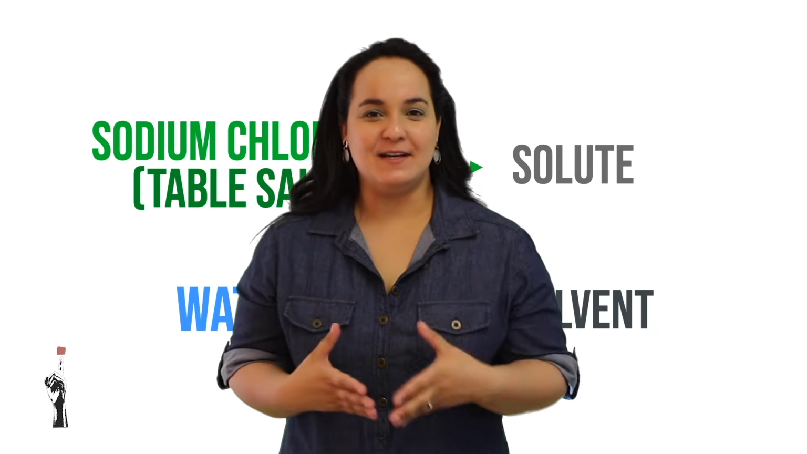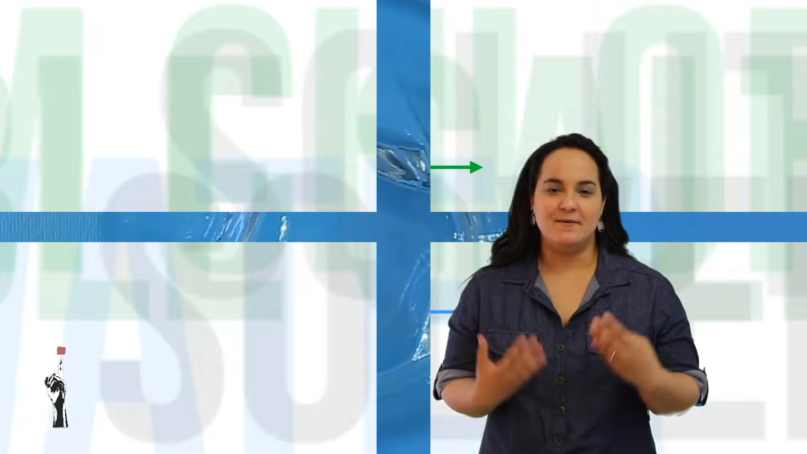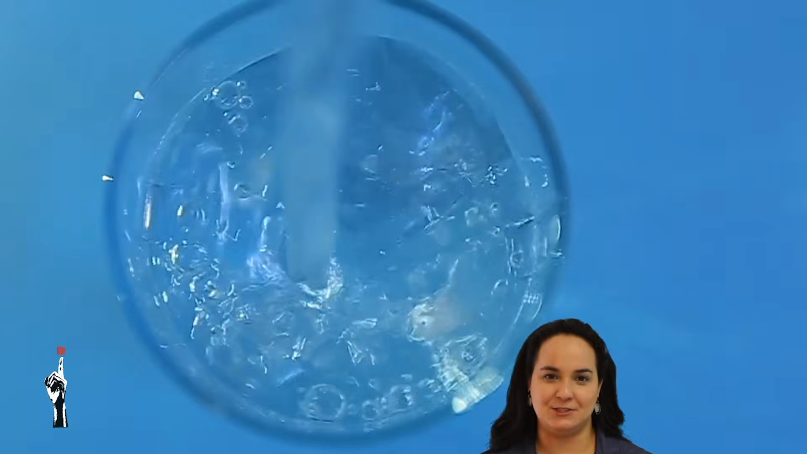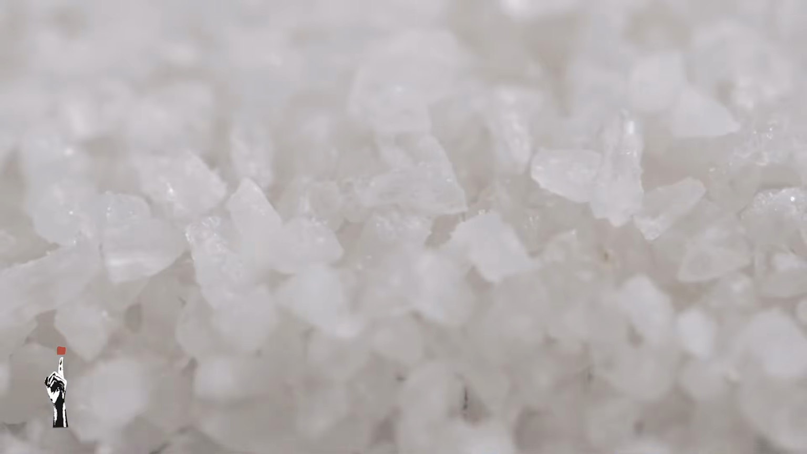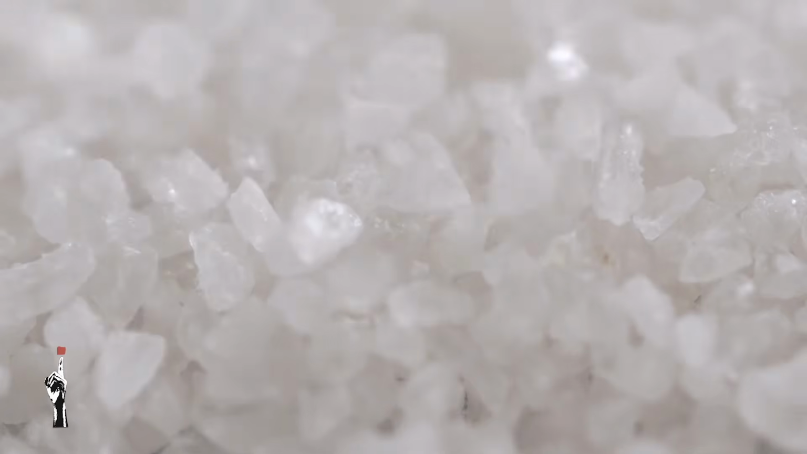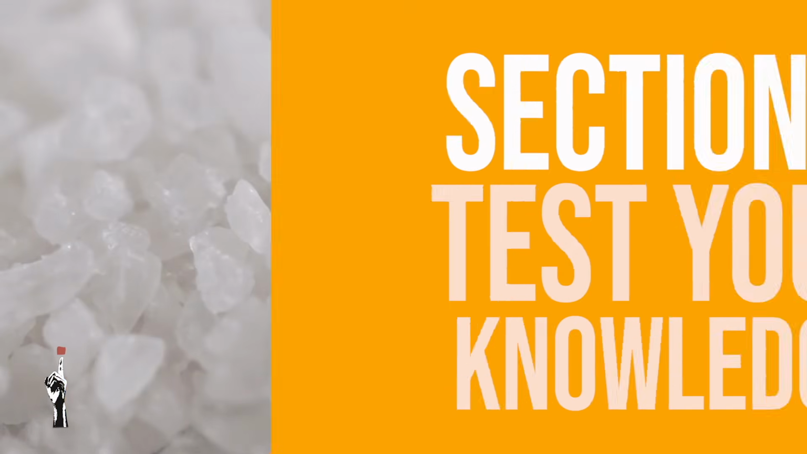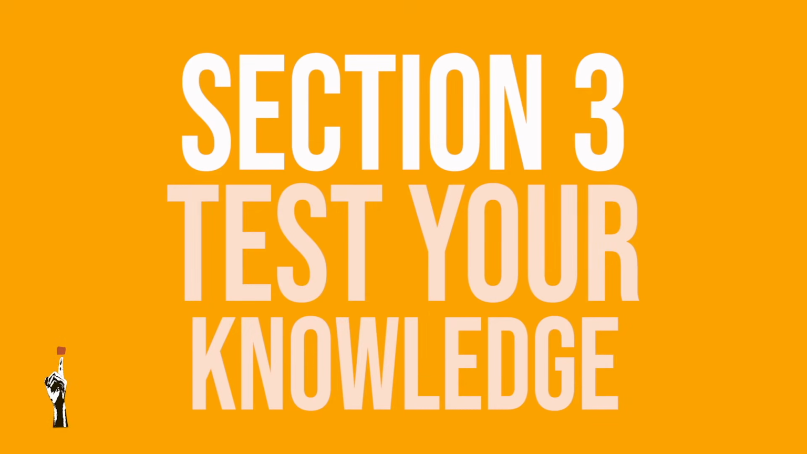If I wanted to separate the table salt from the water, I would have to empty the contents of the beaker into an evaporating dish. Afterwards, I will heat the mixture until all the water has evaporated. What will remain is a white substance that is exactly like the table salt we use in our kitchen. Let's have a go at the following questions.